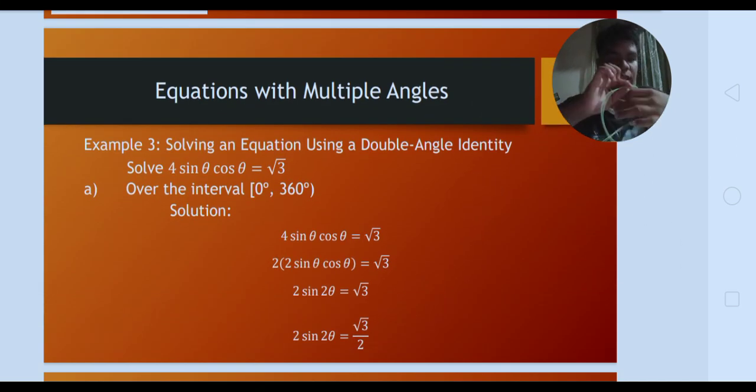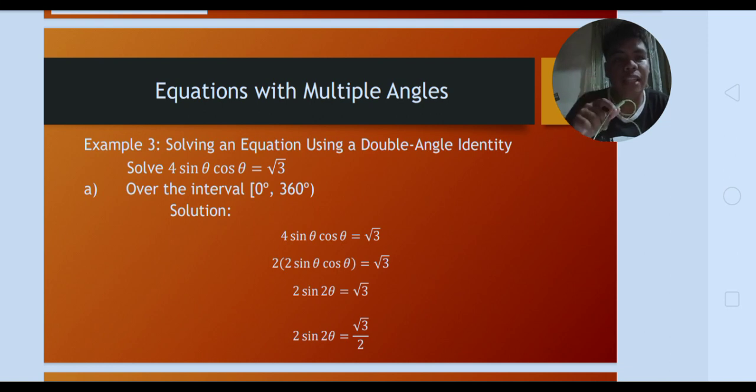Third example is solving an equation using a double angle identity. Solve 4 sine theta times cos theta is equal to square root of 3 over the interval 0 degrees to 360 degrees. Solution: 4 times sine theta times cos theta is equal to square root of 3. That is the original equation. And then 2 times 2 sine theta cos theta is equal to square root of 3.